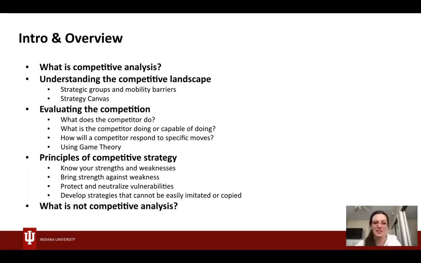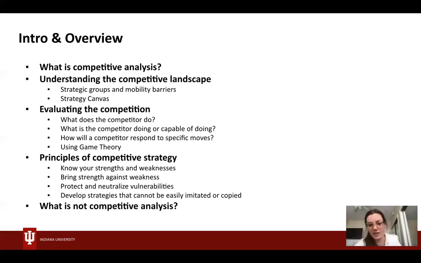So that's knowing the strategic groups that you may be competing against in similar ways, when you're competing with also similar customers and similar business models. Also looking at any factors that might limit that company to move between the two different groups. Evaluating the competition, you want to answer these 4 questions. So what does the competitor do? What is the competitor doing or capable of doing? How will a competitor respond to specific moves? And also you can use game theory.